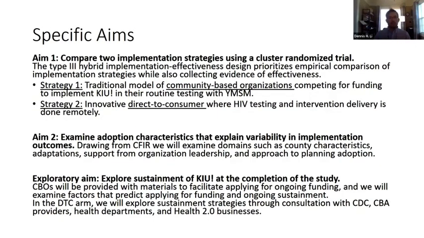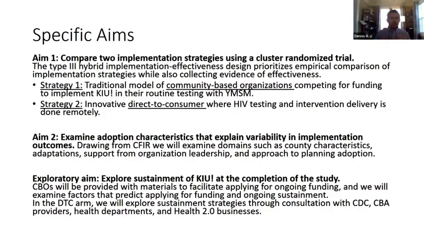The specific aims of Keep It Up 3.0 are as follows. The main primary aim is this head-to-head trial of 2 implementation strategies. One is the traditional model using community-based organizations and testing at community-based organizations to funnel individuals into the Keep It Up program. The other is an expansion of the pilot that was done during the efficacy trial, this direct-to-consumer approach. Testing is done at the home of the participants, and then the intervention is delivered directly to them without a need for an implementation broker or anyone in the middle.